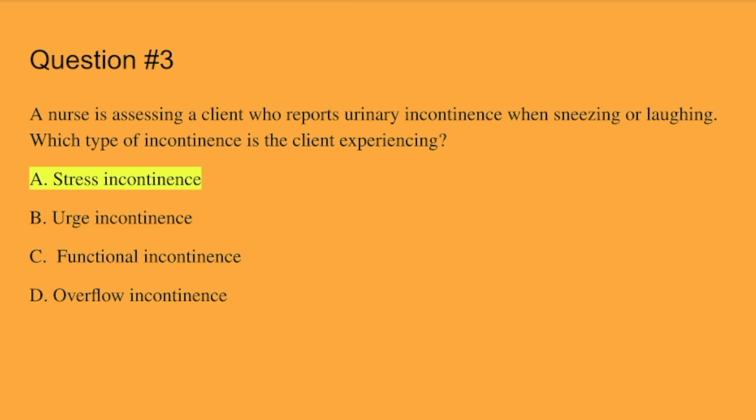C is functional incontinence. That's when they can't get to the toilet in time. And D is overflow incontinence. That's dribbling due to retention. So stress incontinence is caused by pressure on the bladder, which is common after childbirth.